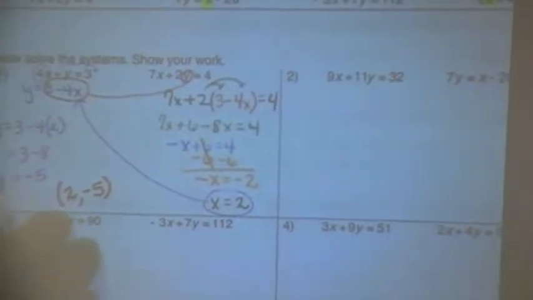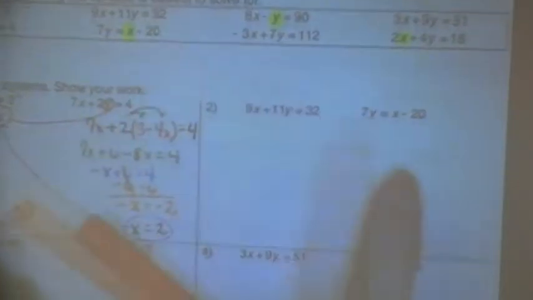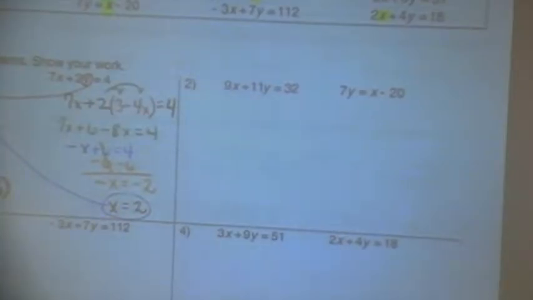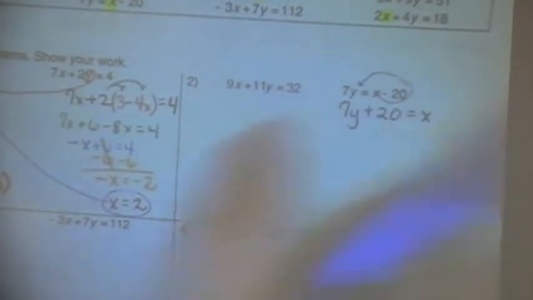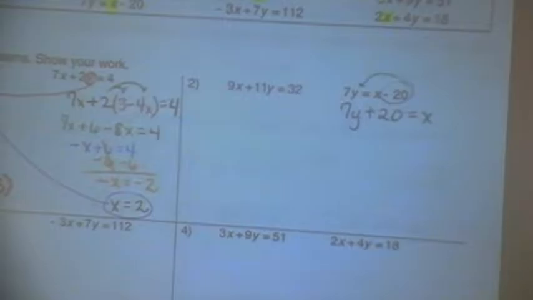Alright, number 2, we said that this second equation, we were going to solve it for x. So they've split my two equations up, and I'm going to solve this one for x, get x by itself. Easy enough. You're just going to take this -20 and move it to the other side. Once you have one variable by itself, now the substituting begins. So I take all of this, plug it right here where x is.